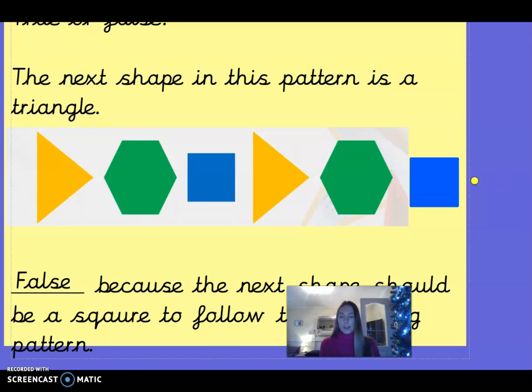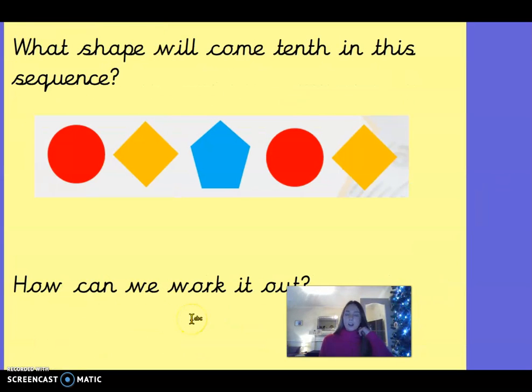Okay, let's have a look at another question. This time it's a little bit tricky. It's asking us what shape will come 10th. So we're thinking about which one is 10th in this sequence. How do we think we could work it out? I think to work it out, we could continue drawing the sequence.